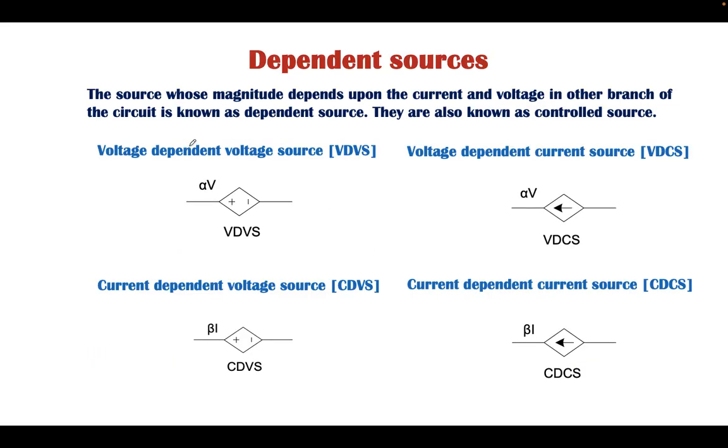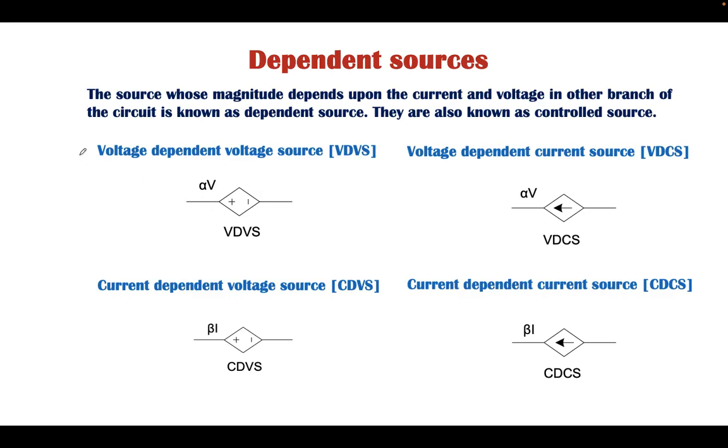Now the representation of dependent source. In case of sources, as we know, the source can be voltage dependent or current dependent on any other branch of the network. The source whose magnitude depends upon current or voltage in another branch of the circuit is known as a dependent source, and it is also known as a controlled source.